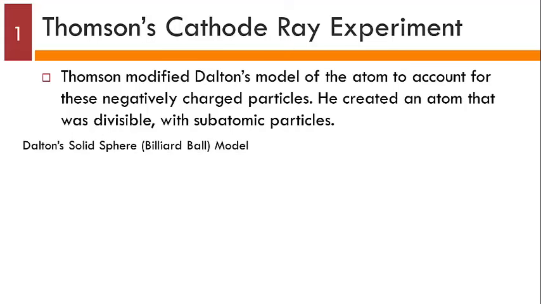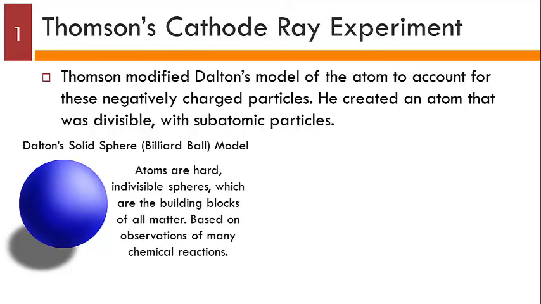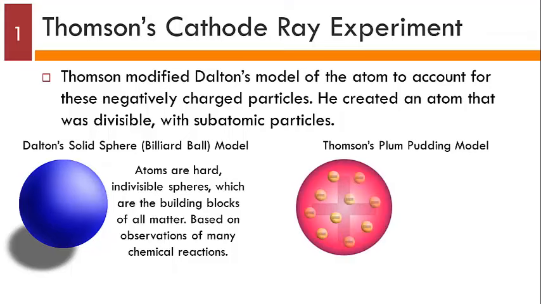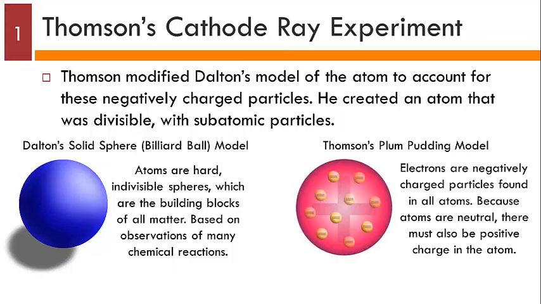So Dalton's solid sphere model, also called the billiard ball model, consists of hard, indivisible spheres that are the building blocks of all matter. And he based this on observations of many chemical reactions. In Thomson's plum pudding model, he had discovered the electron. So electrons are these negatively charged particles that are found in all atoms. And because atoms are neutral, there must be a positive charge in the atom as well.